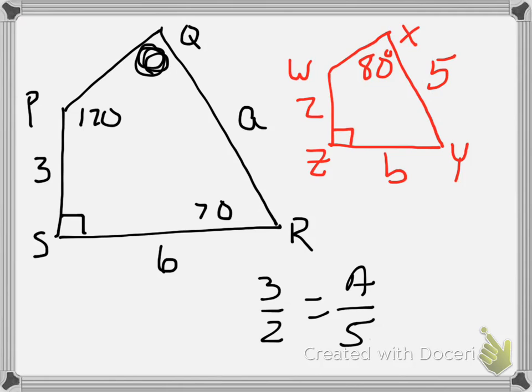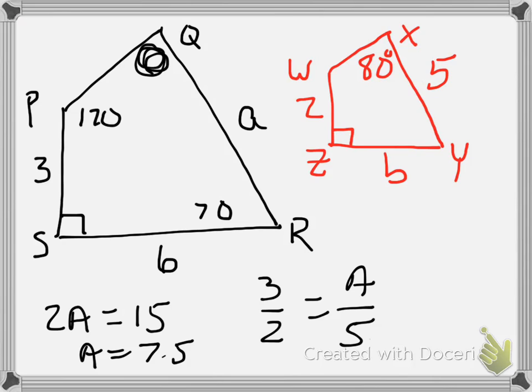So make sure you always set things up. The 2 is lined up with a smaller figure, which means the 5 is going to be set up with a smaller figure. Once we have this, we'll go ahead and just cross multiply and solve our ratio. So 2 times A gives us 2A equals 3 times 5, which is 15, and when we divide, A equals 7.5. So A in this figure would be 7.5.